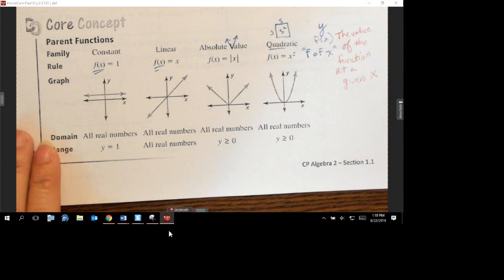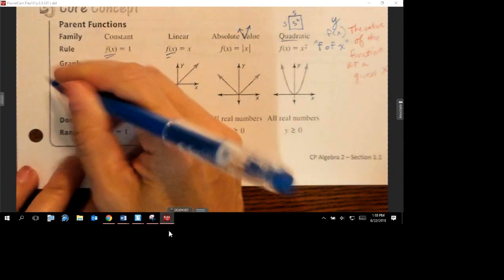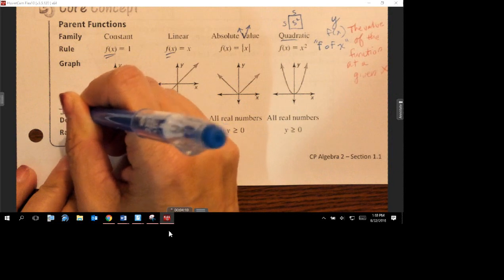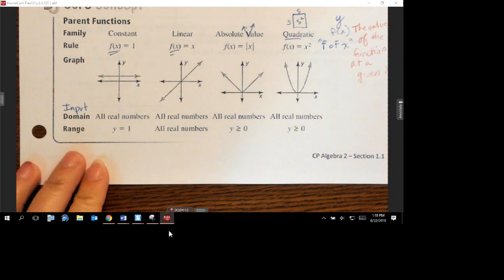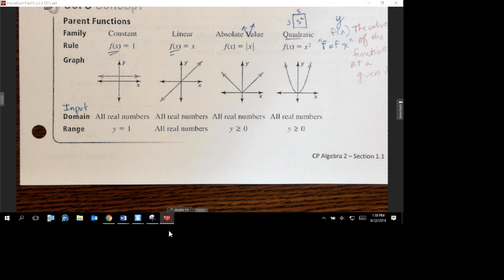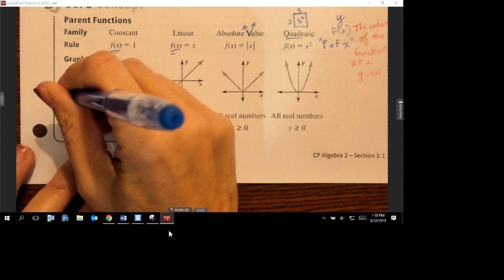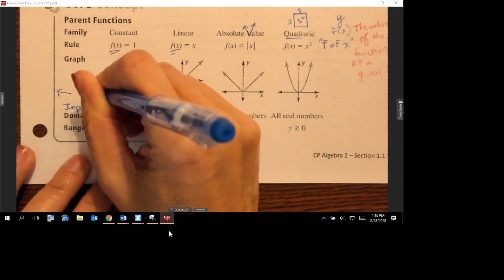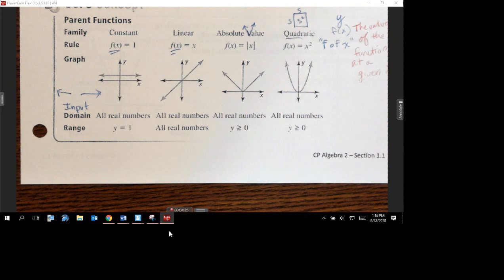Now the domain is the input values into the function. When you look at it visually, domain is how far to the left and how far to the right the graph goes. The input values are the left and right values. They're on the domain axis. The main axis. Get it? Come on, give me something.